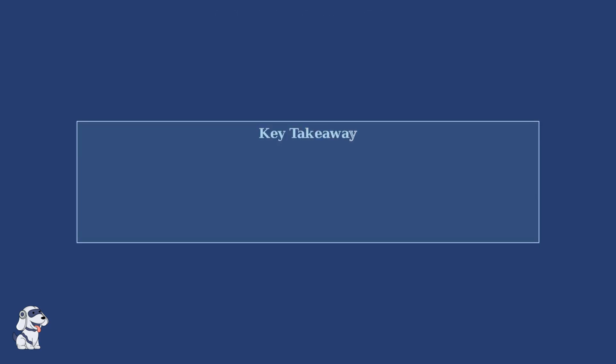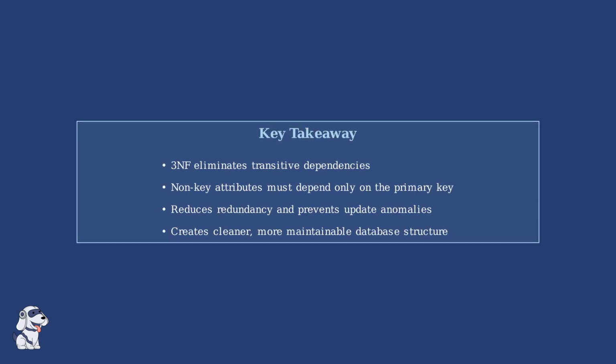Third normal form ensures that every non-key attribute depends directly on the primary key, eliminating transitive dependencies. This creates a cleaner database structure with less redundancy and fewer opportunities for data inconsistencies when updates are made.